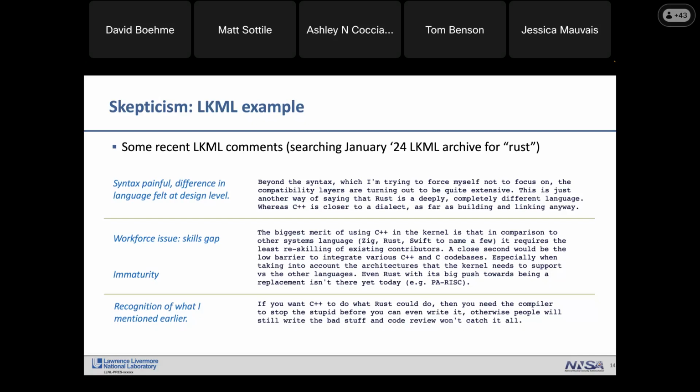But the last comment I put on here is an interesting one. There was a thread where somebody was suggesting they should move to C++. And somebody said that if you want C++ to achieve what Rust can already do, you need the compiler to help you. It needs to stop the stupid before you can even write it. Otherwise, you're still relying on human factors, and the C++ compilers won't stop you from writing the stupid stuff. So it's an interesting thing to watch this discussion go on about the pros and cons of both models.